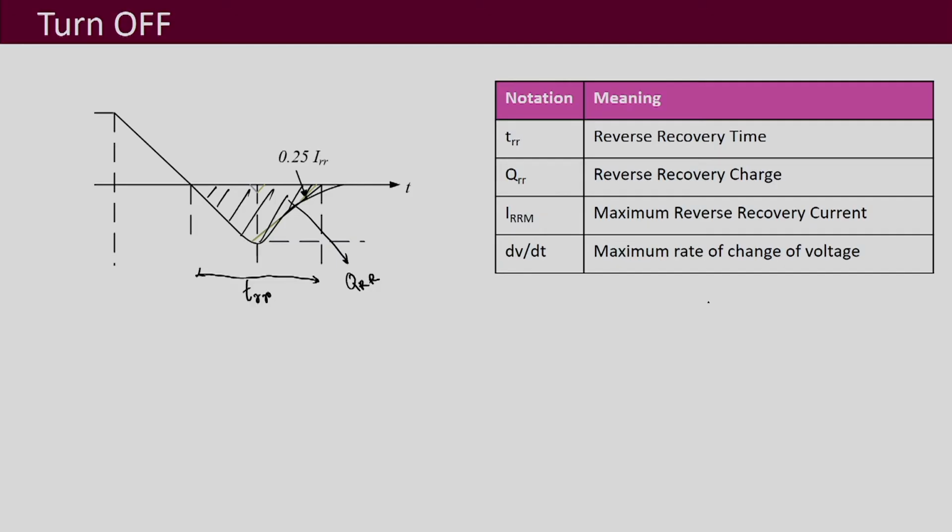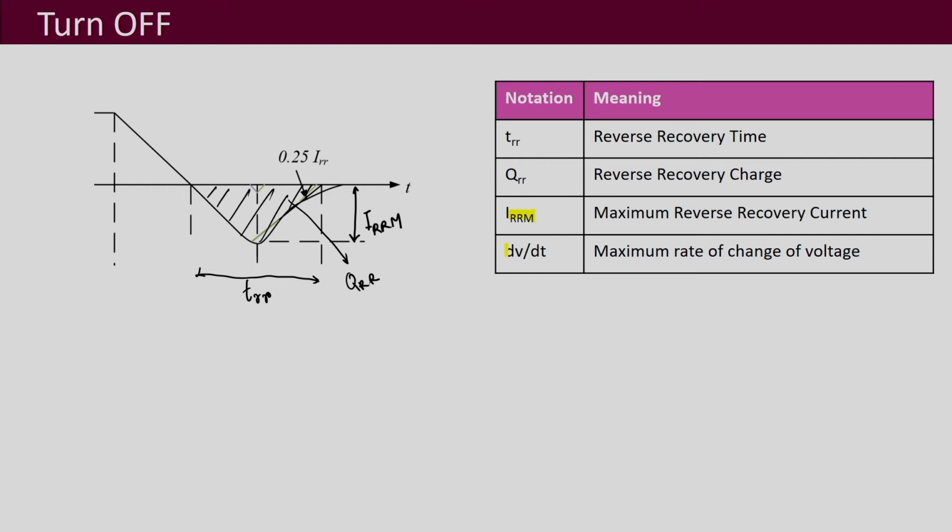In rectifier diodes this may not be specified, because rectifier diodes are slow diodes and these turn on and turn off times are not of so much importance. Then the current that is associated with the reverse recovery process, the maximum reverse recovery current IRRM, that also will be specified in the data sheet. IRRM, maximum reverse recovery current.